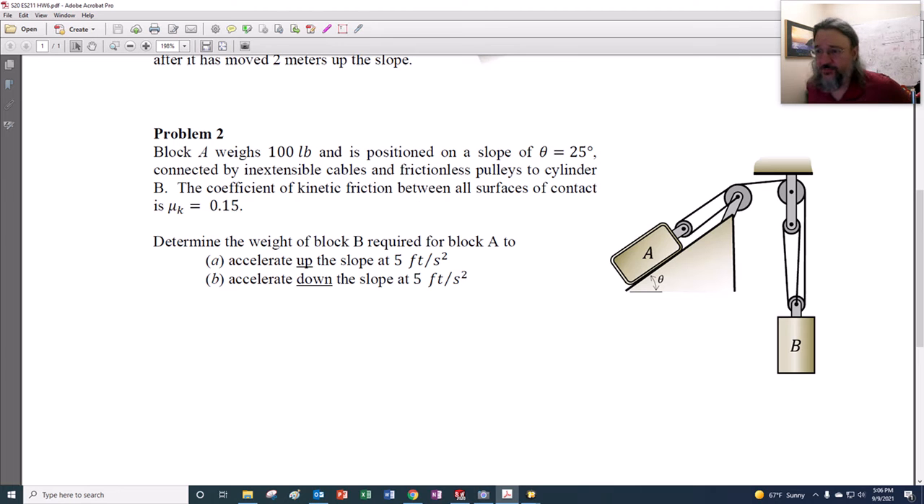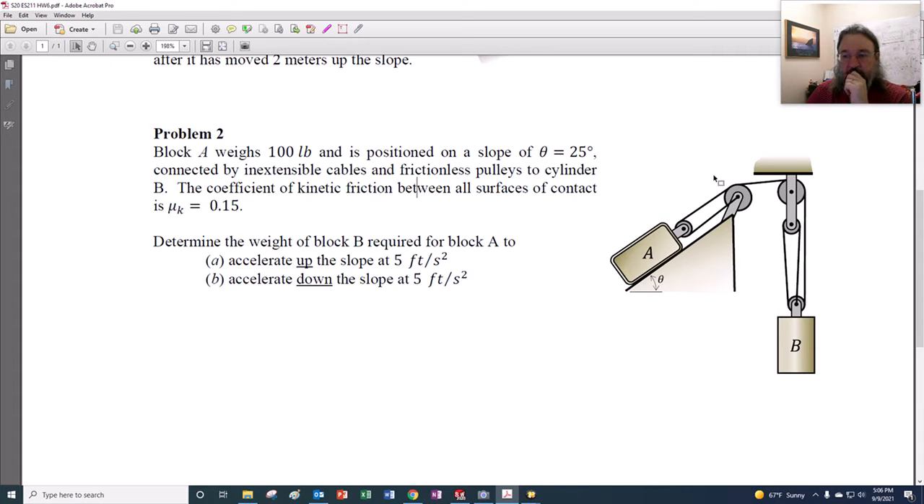On with homework number 6. And this is problem 2. We have some more blocks, but now we have some pulleys involved with it as well. So block A weighs 100 pounds and is positioned on the slope, which is 25 degrees.